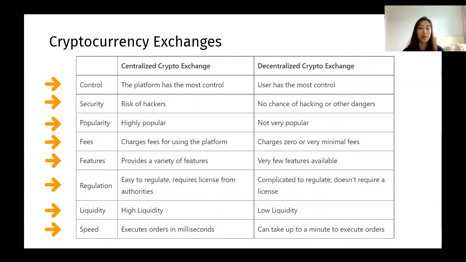And lastly, we have speed. So decentralized platforms are actually slower. So according to analysis, centralized crypto exchanges take an average of 10 milliseconds to execute orders, whereas a decentralized exchange takes a minimum of 15 seconds to match and fill an order.